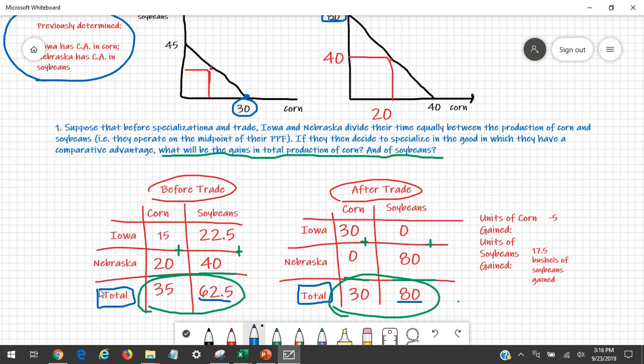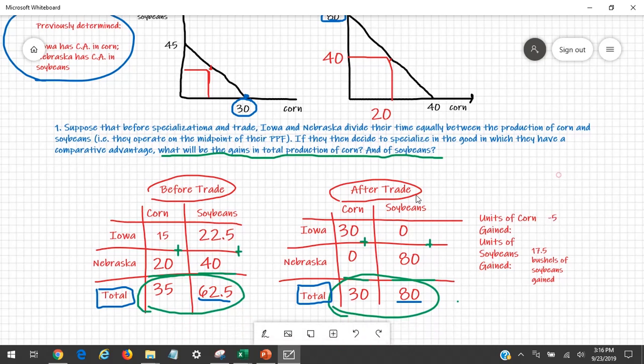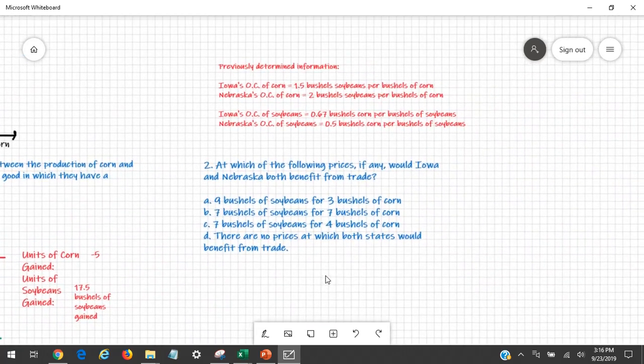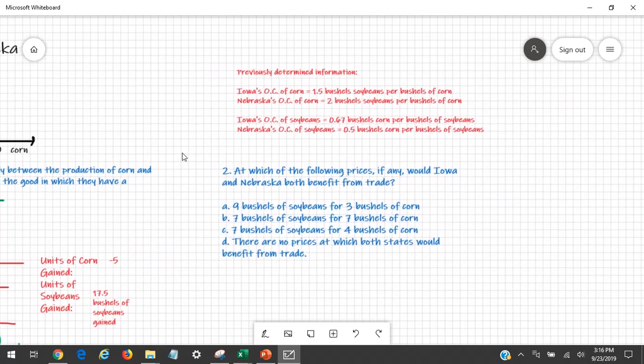So those are kind of the steps to answering a question like this. And again, on an exam, you would expect to see a gain in both goods. Both corn and soybeans would have an increase, not a loss. All right, so let's go to the second type of question you might see or will see.